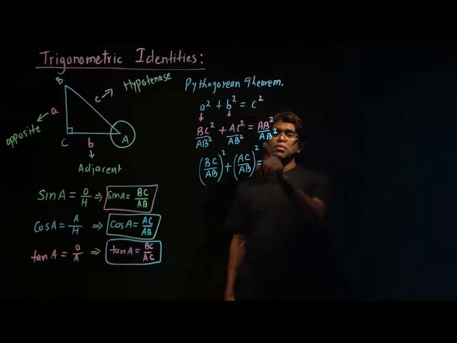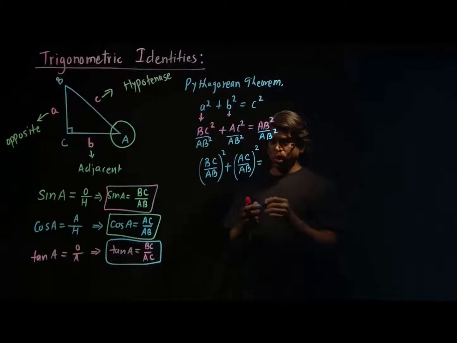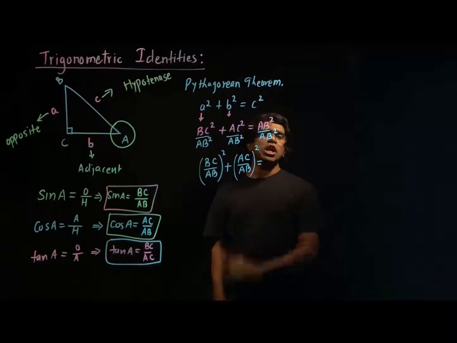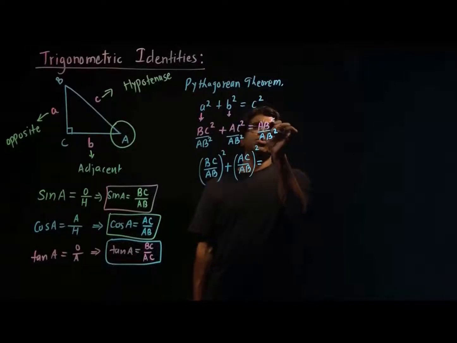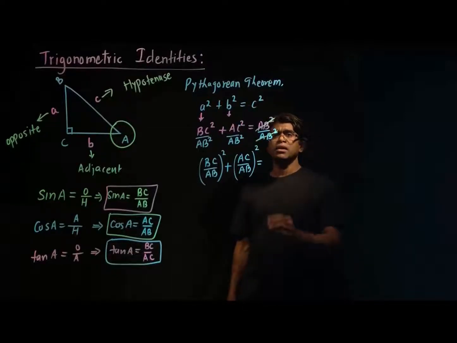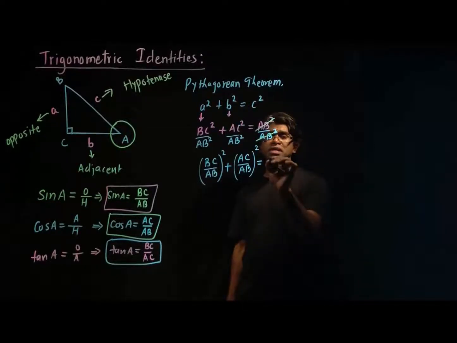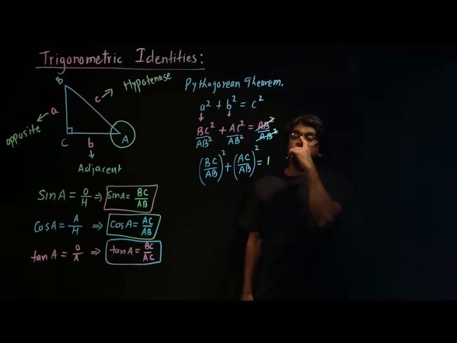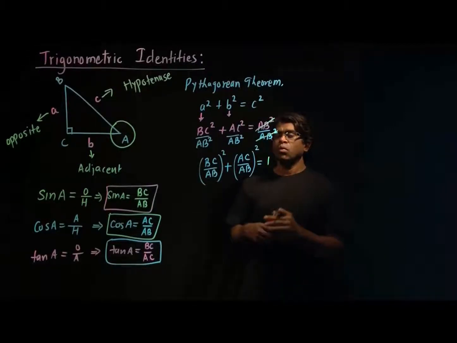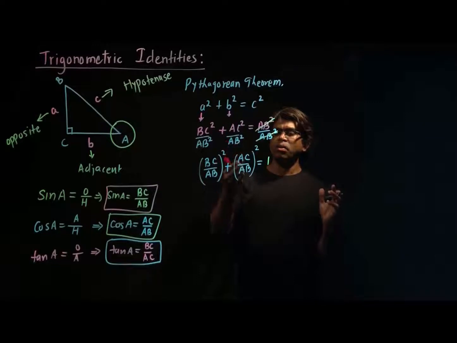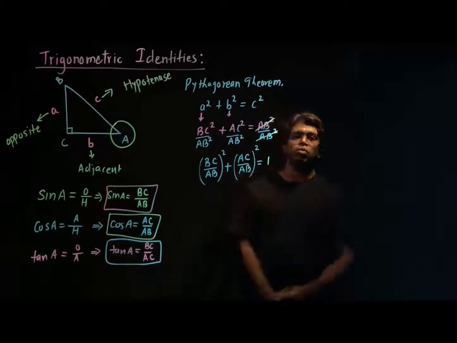That is equal to AB squared over AB squared. If you look closely, my numerator and denominator are the same. So what can I do? I can cancel it out. And if I cancel it out, what will happen? AB squared over AB squared is basically 1. Right? Now, let's look closely. What do I have? I have BC over AB squared plus AC over AB squared, that is equal to 1.